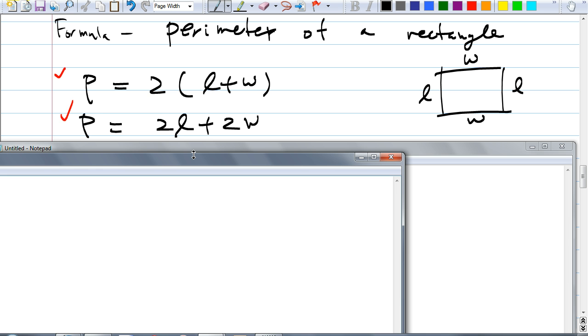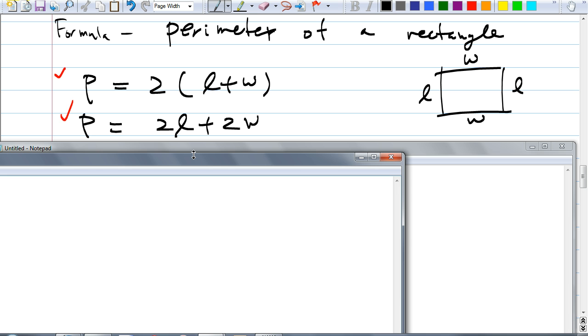They write L plus W. Is that right? Does that give you a perimeter? No. Why do you think people do that? Because they're thinking about area, right? What's the area of a rectangle? Base times height, or length times width, right?